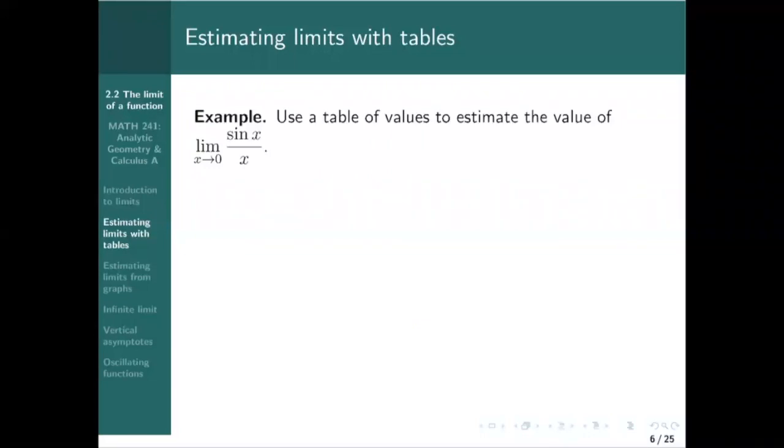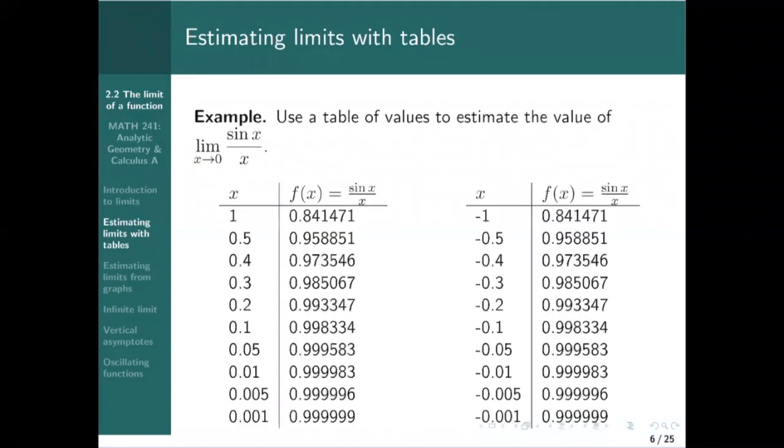Now let's see how we can use tables to estimate limits. Let's consider this example where we have the function given by sine of x over x, and we want to evaluate the limit of this function as x goes to 0. If we are going to use a table, we have to evaluate the function at numbers close to 0. So we have here two tables. On the left one, we have numbers that are getting close to 0, but are bigger than 0. And on the right table, we have numbers that are approaching 0, but are less than 0.